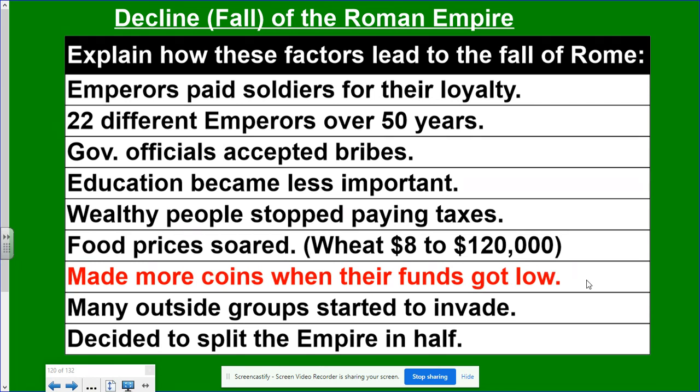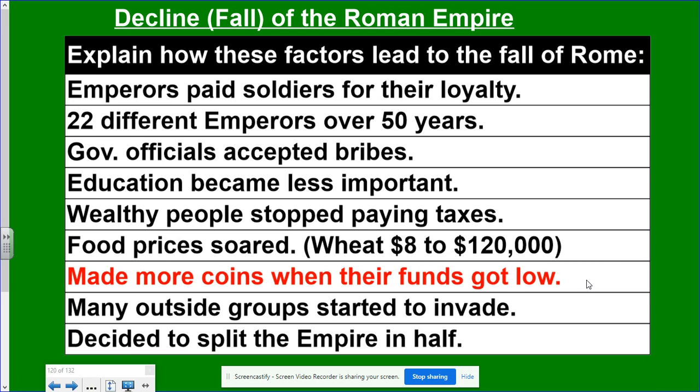Okay, the red one here, it's kind of tricky. So that's why I'm going to give it to you as a freebie. Now, first of all, it says in red that they made more coins when their funds got low. So when their money for the government got low, they just printed out more coins. Now, why this is bad, and this is still an issue today, is if you just make a bunch more coins, then the value of the coins you already had kind of goes down.